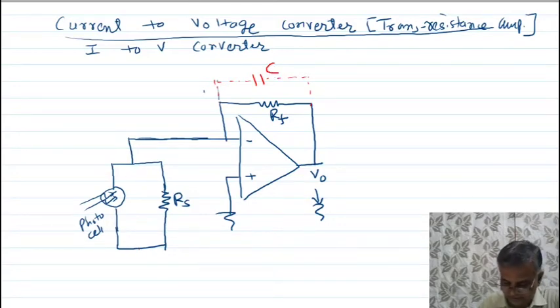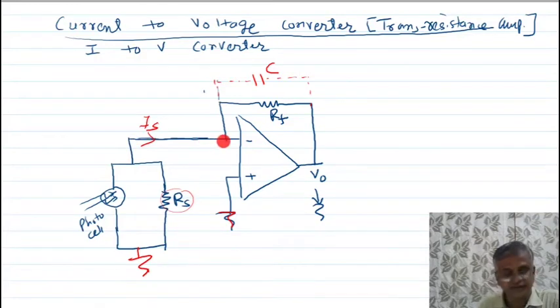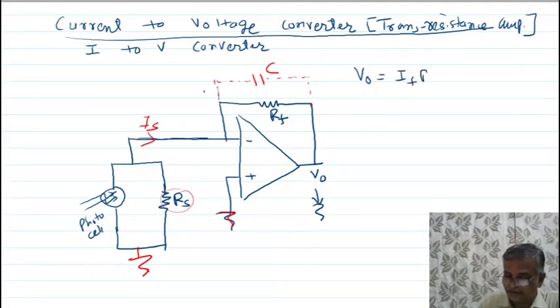Look here, the discussion of this circuit. This is your current to voltage converter. Here the photocell converts the intensity of the light into current, and this resistance is very large. This current will flow in this direction. Now, due to the very high input impedance, this current will flow here, and you will get the output voltage of the order of current multiplied by resistance.